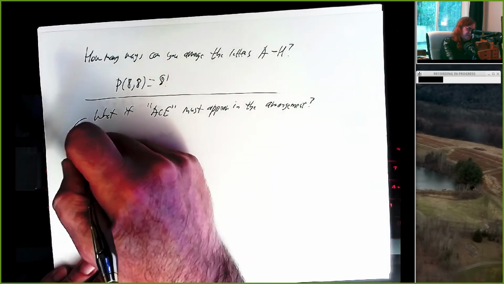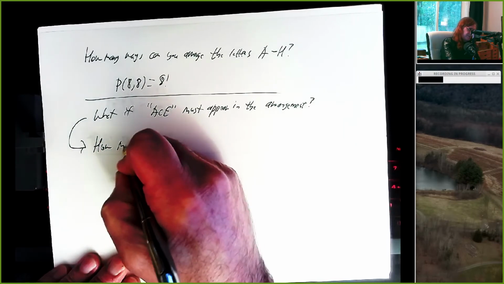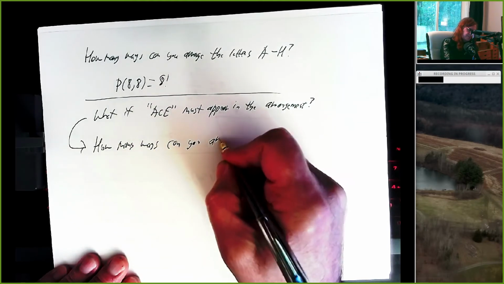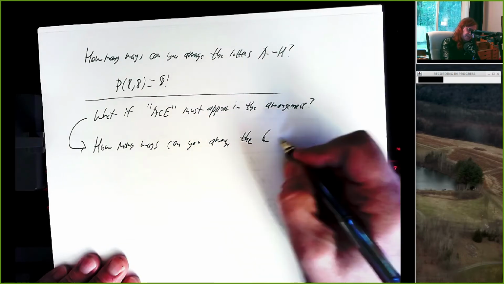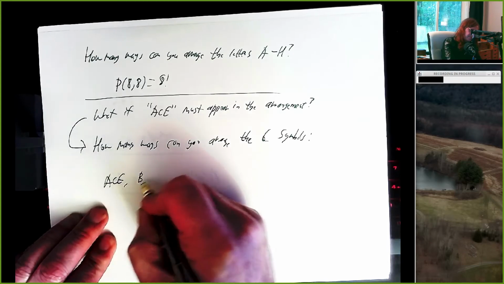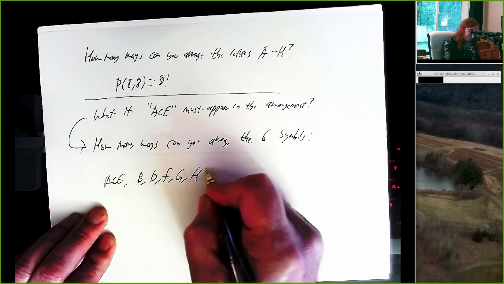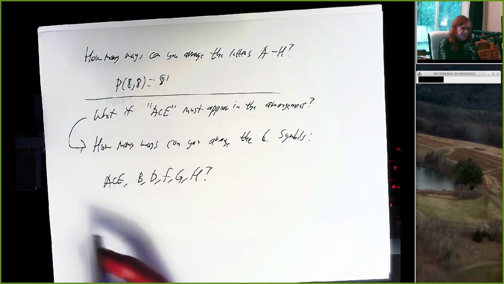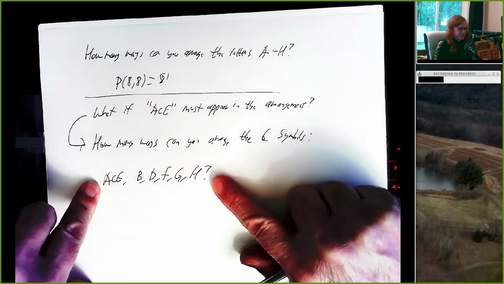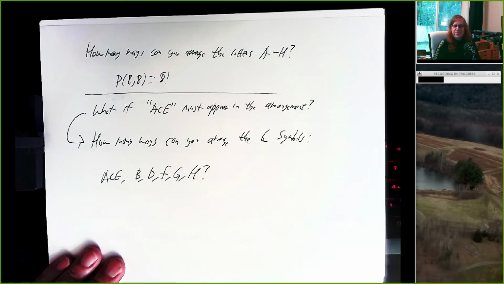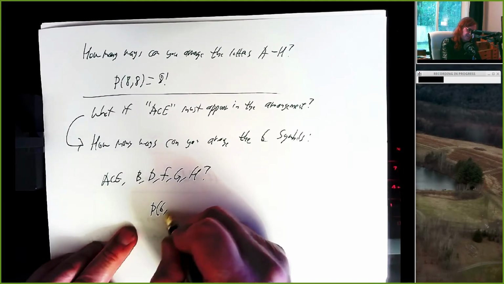Let me rephrase this question. How many ways can you arrange the 6 symbols ACE, B, D, F, G, H? Because any arrangement of those 8 letters where ACE are next to each other will be an arrangement of these 6 symbols. And the number of ways you can arrange 6 objects taken from 6, that's just P(6,6).